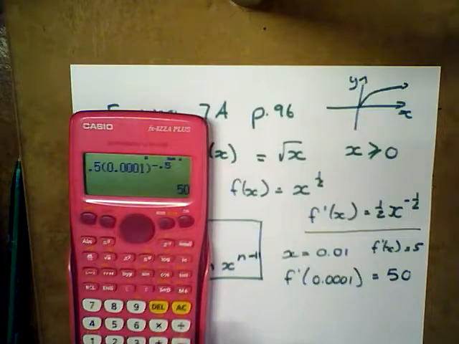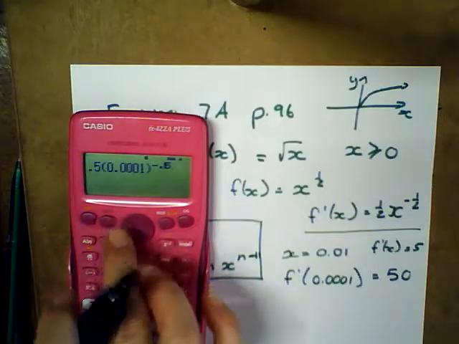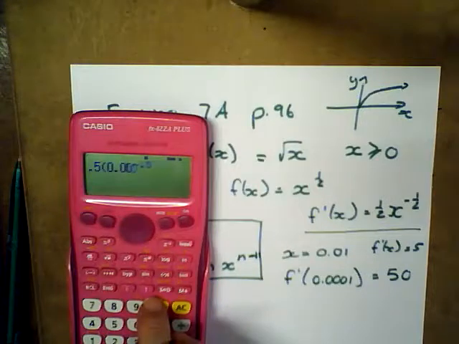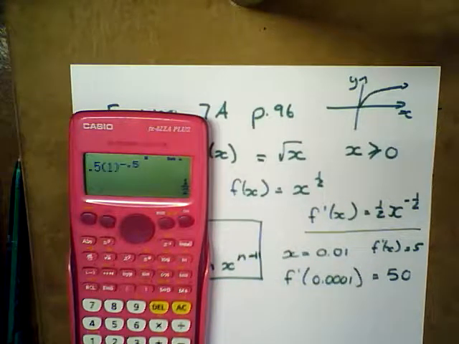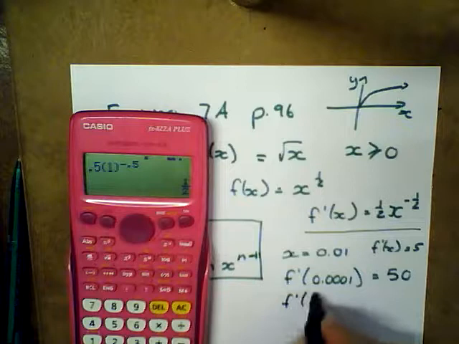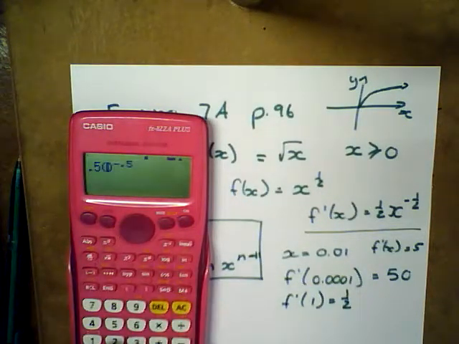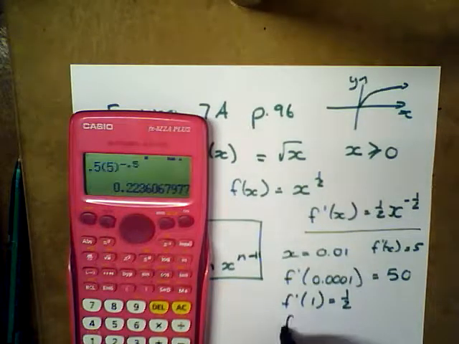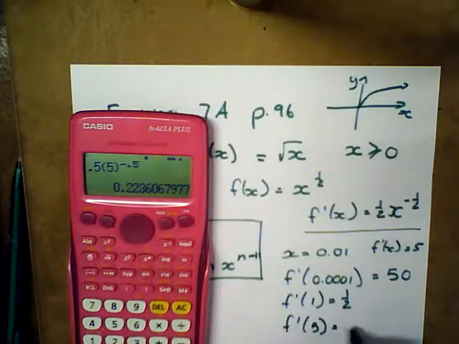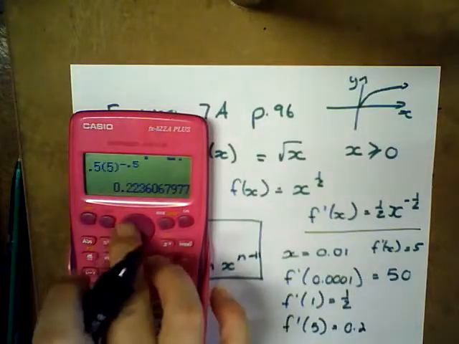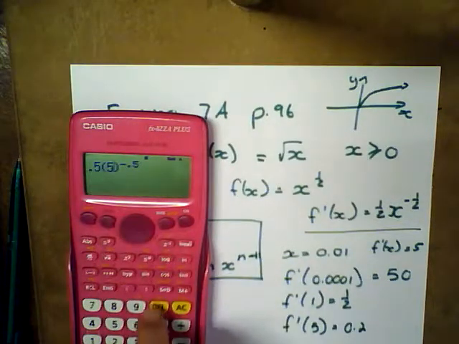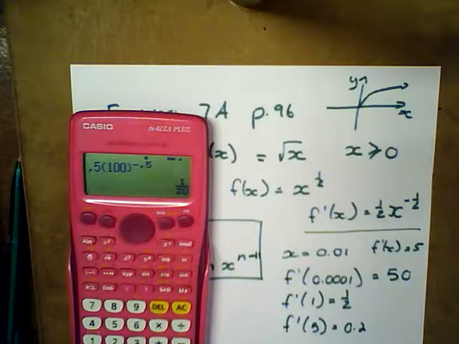But what about values that are a little bit larger? Say 1. That would give us a half. And if I take an even bigger number, say 5, I get a smaller number, 0.2. And if I take say 100, I will get a really small number. So f prime of 100 is 0.05.